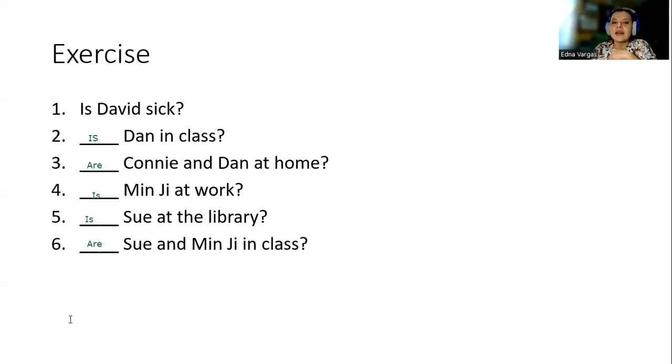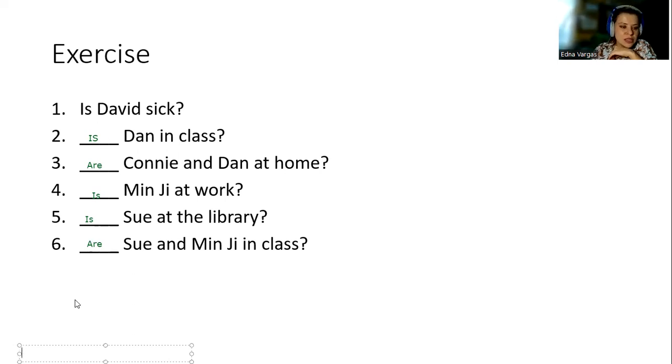Are Connie and Dan at home? Yes, they are, or no, they aren't. Is Benji at work? Yes, she is, or no, she isn't. Is Sue at the library? Yes, she is, or no, she isn't. Are Sue and Minji in class? Yes, they are, or no, they aren't.